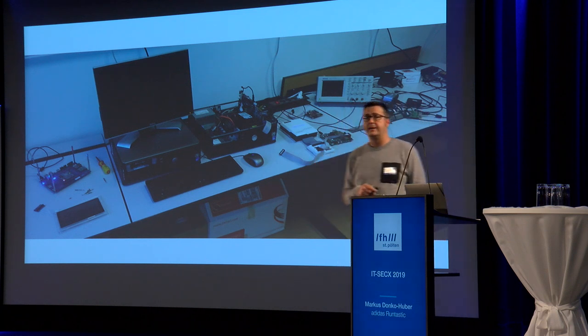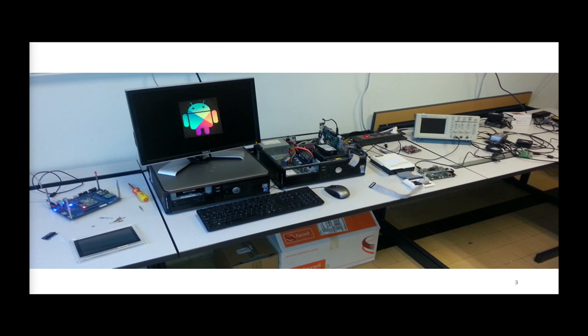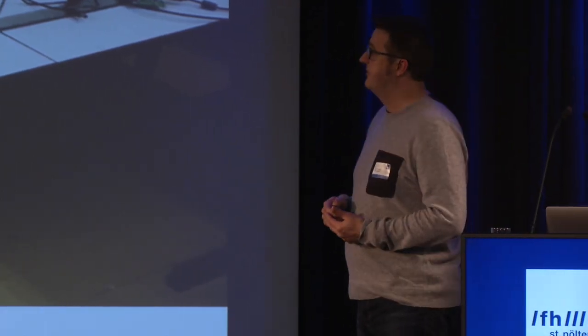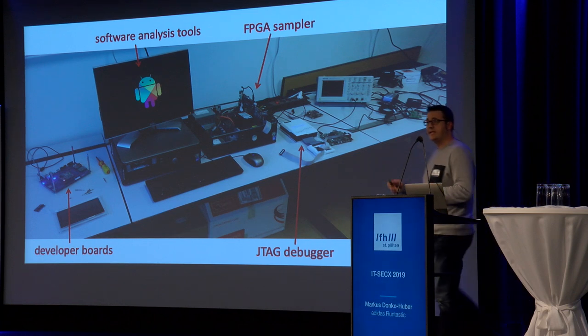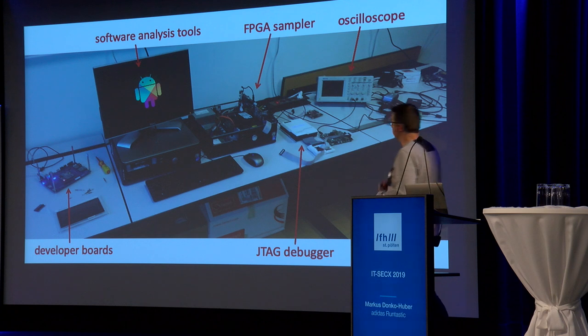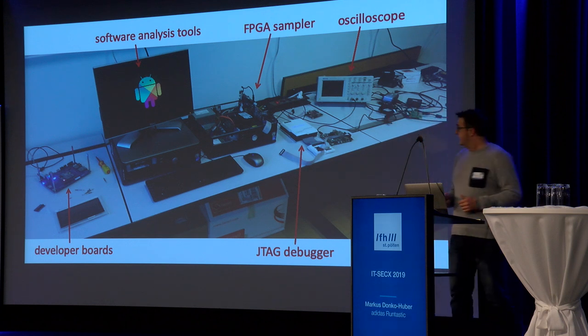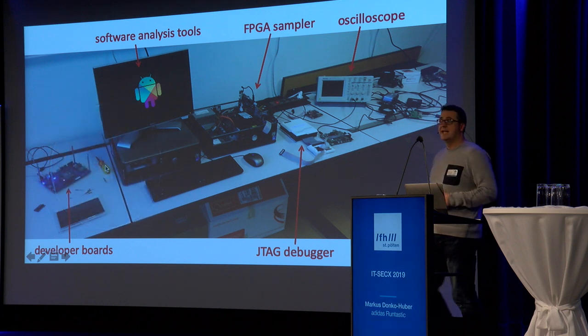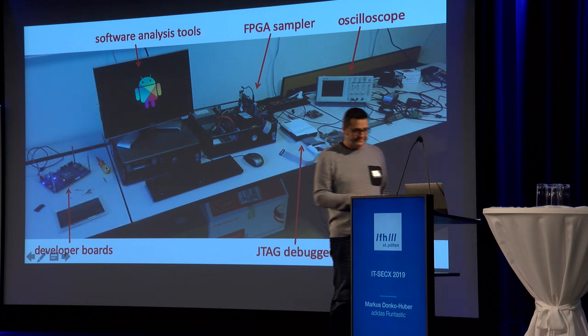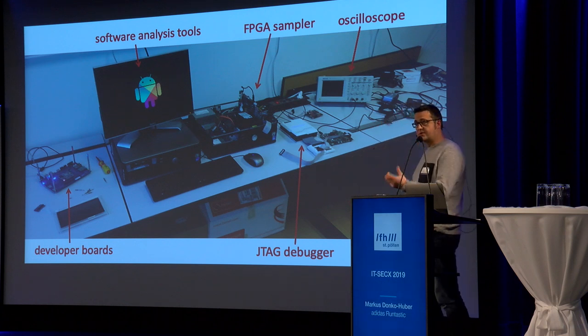This is a picture of a student lab from a couple of years ago. They're going to download the app onto a computer where they have software analysis tools to run static analysis and dynamic analysis. Then we have all kinds of tools, like a developer board. We have hardware debuggers. In the lab, we have samplers to collect traces from all memory accesses, for example. We have a scope to do power measurements. And in our lab, you see here, we also use screwdrivers to attack the software. We even have that, right? So this is a different environment than just your smartphone.